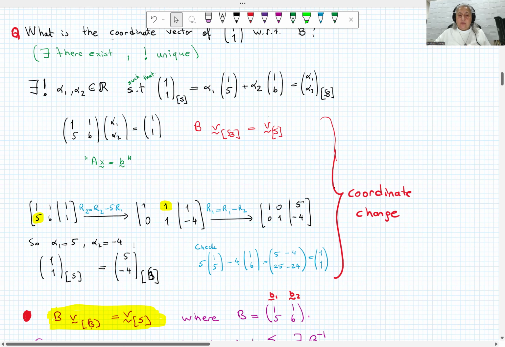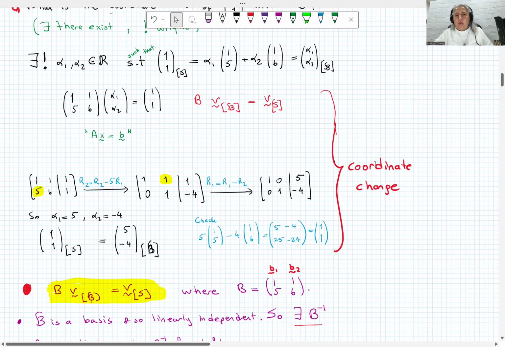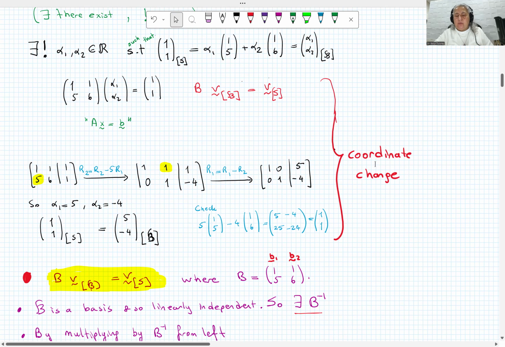That's what we found. The coordinate vector with respect to the standard basis is (1, 1). The coordinate vector with respect to the basis B is (5, -4). They're exactly the same vector, but the representations with respect to different bases are different. That's all. So this part here is completely a coordinate change. That's what we call it. Now I would like to make another important observation here.